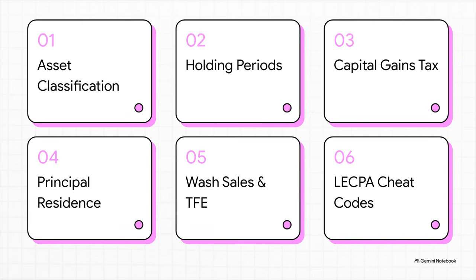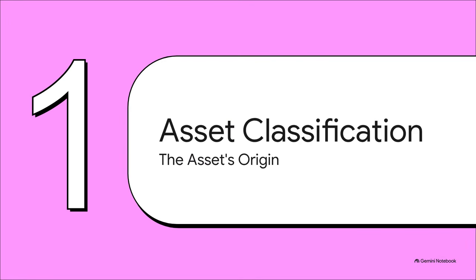We've organized this into 6 mental folders to beat that overload: asset classification and basis, holding periods and capital losses, capital gains tax rules, principal residence exemptions, wash sales and tax-free exchanges, and finally, some LCPHA cheat codes. Starting with Section 1, Asset Classification and Basis, also known as the asset's origin.